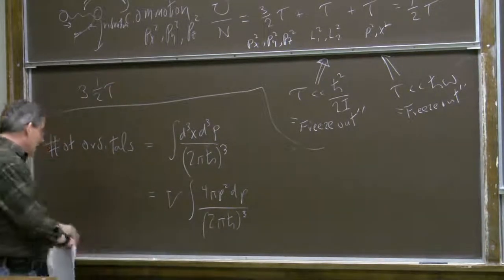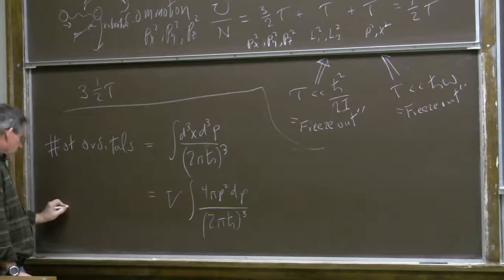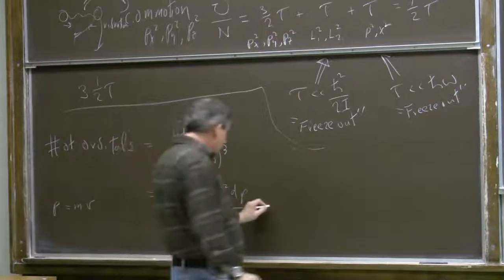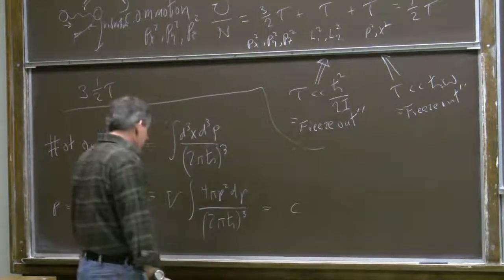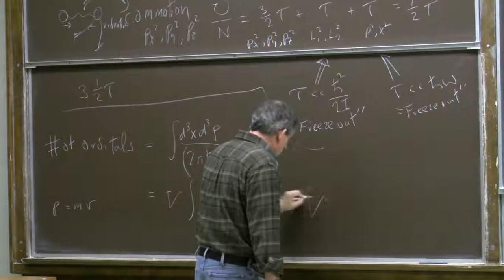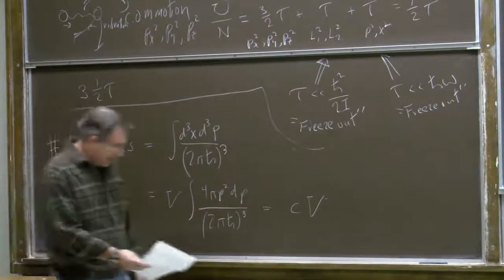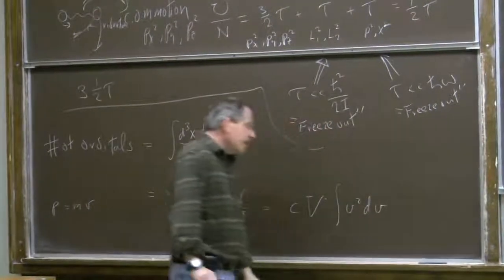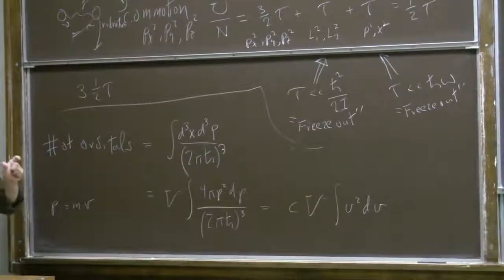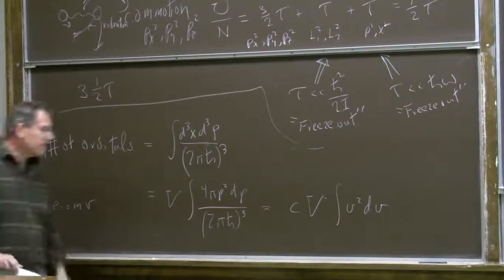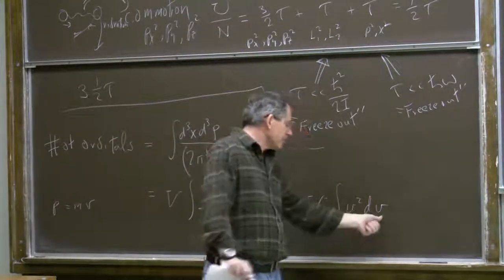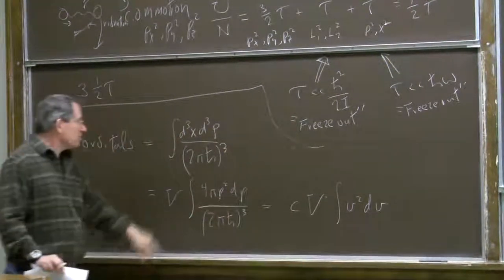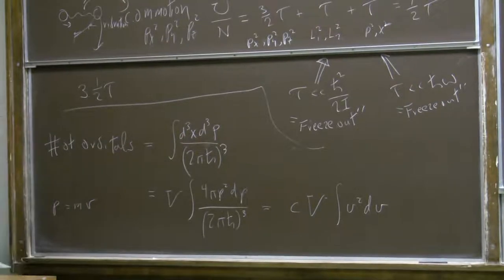In fact, if we're considering non-relativistic particles with momentum equal to mass times velocity, we can say there's some constant, and who knows what it is or cares, a factor of volume, and then the number of states per interval of velocity, or speed, really. v here is the magnitude of velocity, weighted by v squared. That's coming from this p squared in the density of orbitals that we talked about before.